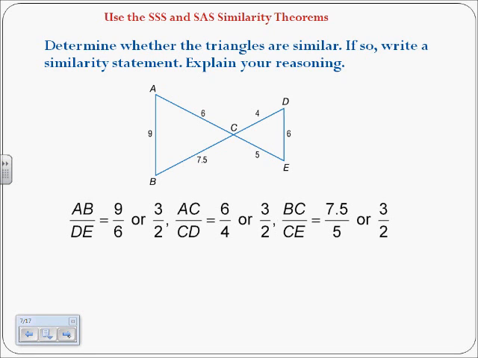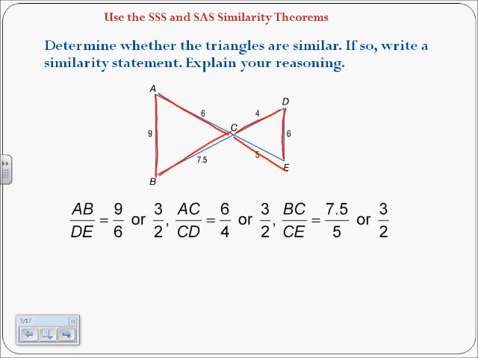If I put all the ratios of the sides together, AB over DE, so let's just highlight that, AB over DE, that's 9 over 6 or 3 over 2, AC over CD, 6 over 4, also 3 over 2, and then lastly BC over CE, 7.5 over 5, which is also 3 over 2.